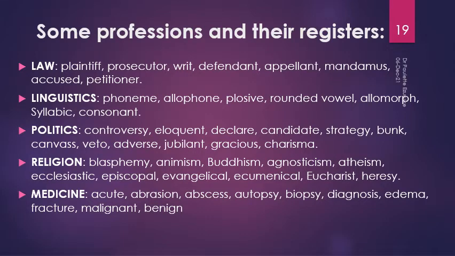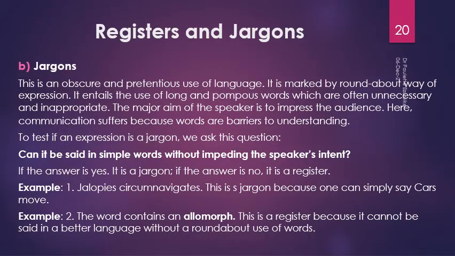Some professions and their registers, we can see them in the field of law, linguistics, politics, religion. The second part of the jargons are the actual jargons themselves. Jargon is an obscure and pretentious use of language. It is marked by a roundabout way of expression. It entails the use of long and pompous words which are often unnecessary and inappropriate. In other words, the speaker uses jargons to impress the audience.